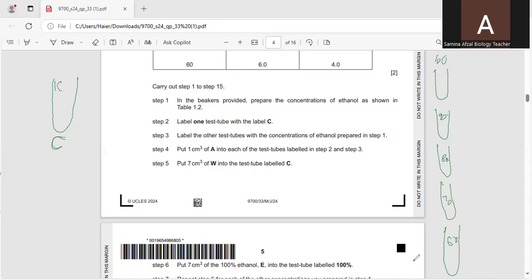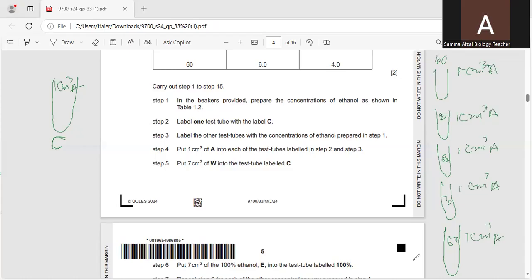1 cubic centimeter of A in all of these. I'm writing for your convenience to understand. It will help you to understand what we have added into these test tubes. And when you will be in the laboratory, it will be easy for you to follow.